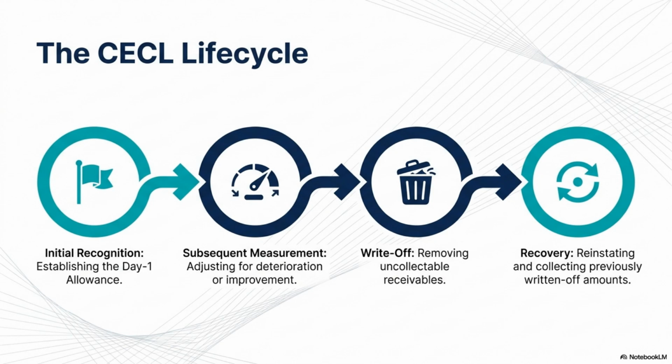Before we look at individual journal entries, it helps to see the full CECL lifecycle in one view. There are 4 stages. First, initial recognition, where you establish the day 1 allowance. Second, subsequent measurement, where you adjust the allowance up or down as credit quality changes. Third, write-off, where you remove an uncollectible receivable from the books. Fourth, recovery, where you reinstate and collect a previously written-off amount. Each stage has its own journal entry pattern, and we will walk through all of them.